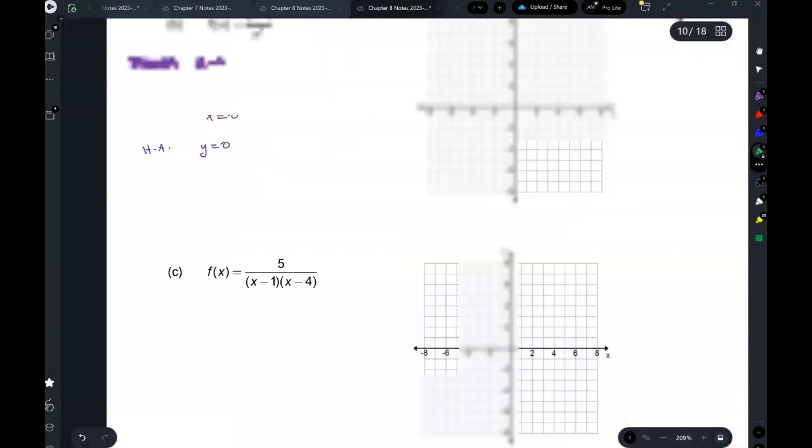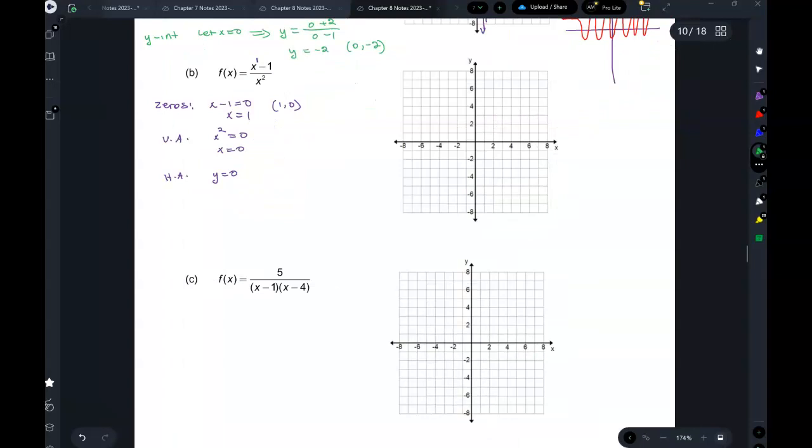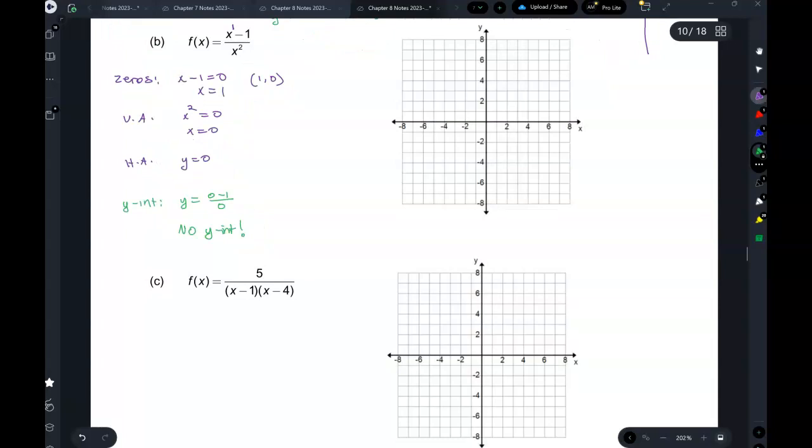Why don't we see what the y-intercept will be. So can we do that? No, right? So no y-intercept, because we already know that, since there is a vertical asymptote there.